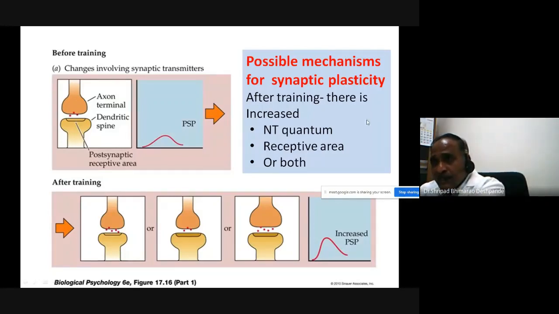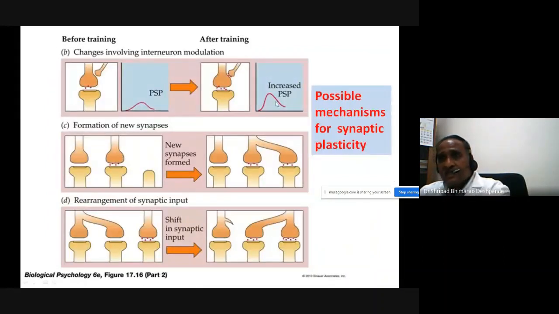Now we will go to the next one, again the mechanisms for synaptic plasticity. This we already know: this is a postsynaptic potential, with increased area as well as increased transmitter release. That is one component. The second component: it will try to make new synapses. For example, another dendrite is coming up there. After some time, after repetition, after rehearsing, you have another synapse formed.